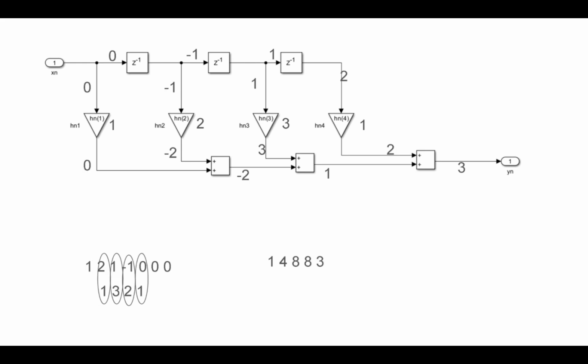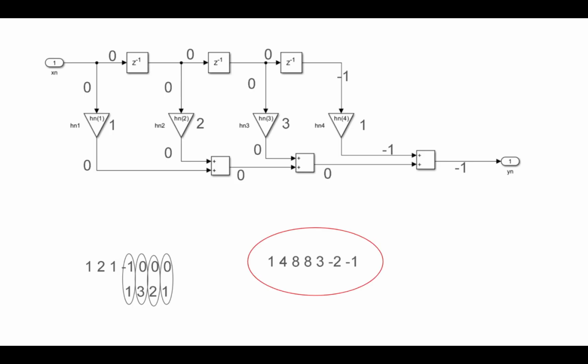Now the zeros that we've added are coming in, so the first value is now 0, add all the other ones, 3, again, until the end, where you get your 1, 4, 8, 8, 3, -2, -1 values.